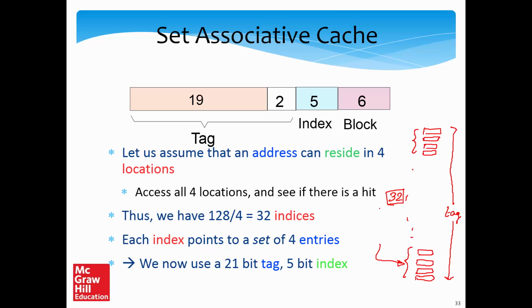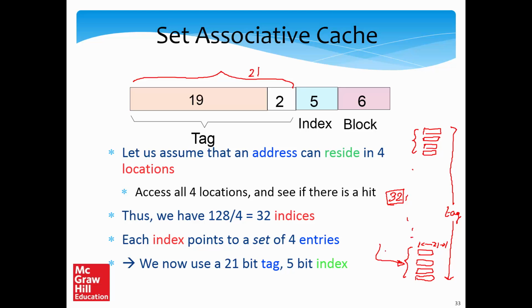After this, we compare the remaining part of the address because these 5 are fixed, right? On the basis of these 5, we have come to this set, so we need not consider it anymore. Then we consider the remaining part, which is 21 bits. The block address ideally was 26, but out of that 26, we took 5 out and used those 5 to access a set. So all the entries in the set will have those 5 bits in common, so we need not store it. We take the remaining 21 bits, and so here we have a 21-bit tag.